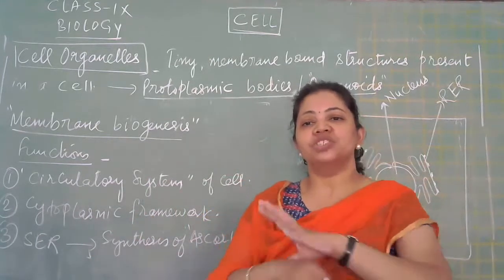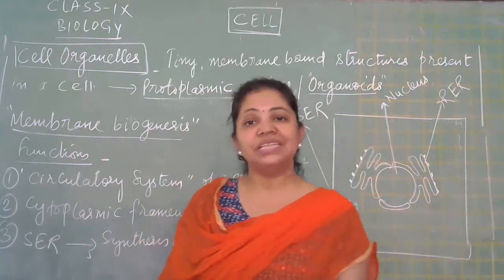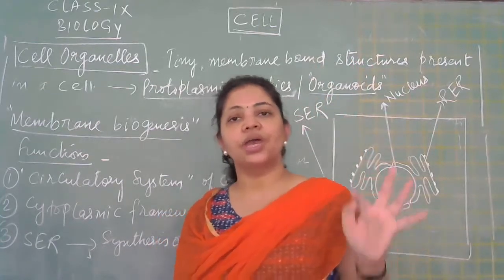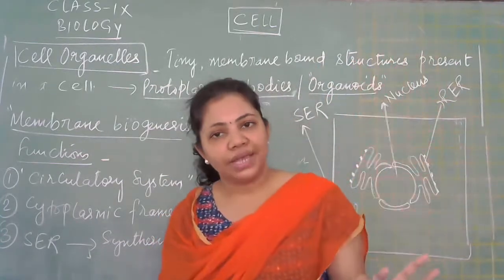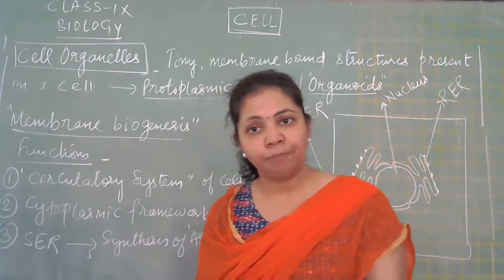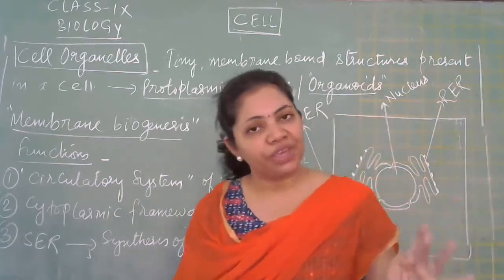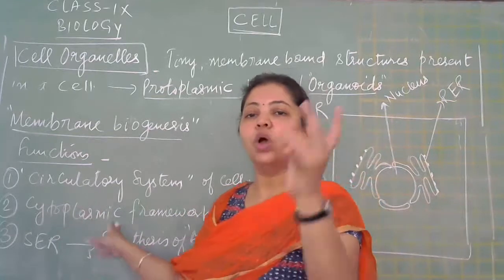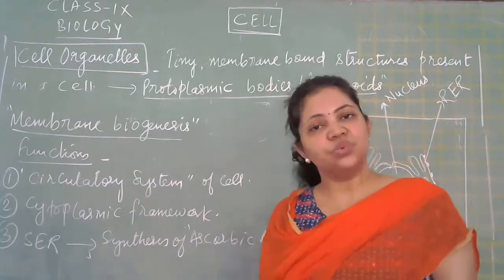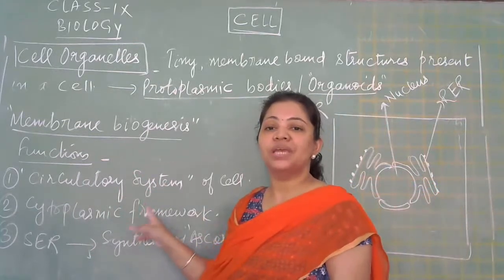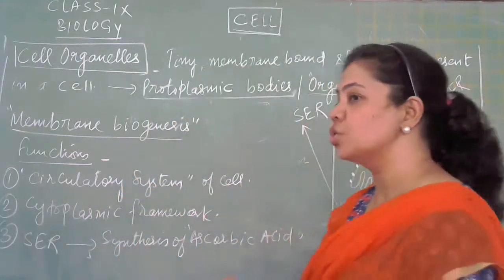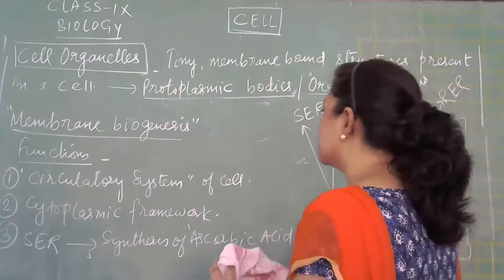So in all functions, if it is asked for 3 to 5 marks, you can write easily: cell circulatory system, structural framework to the cytoplasm of the cell, biochemical activities. RER synthesizes ribosomes, SER synthesizes lipids, they help in the generation of plasma membrane, right? SER helps in the detoxification of poisons, okay? SER also helps in the synthesis of ascorbic acid. So you have got a good list with you to write the functions of endoplasmic reticulum, right? So that is about endoplasmic reticulum as a cell organelle.